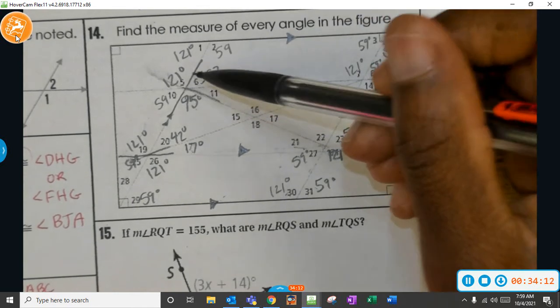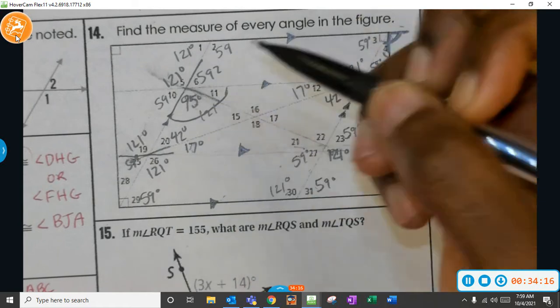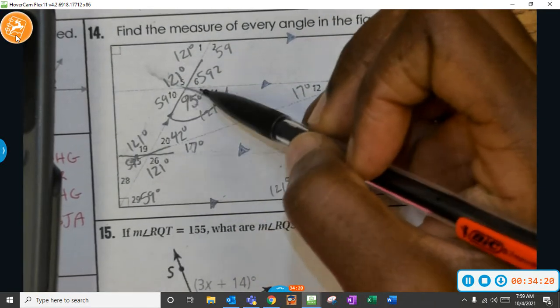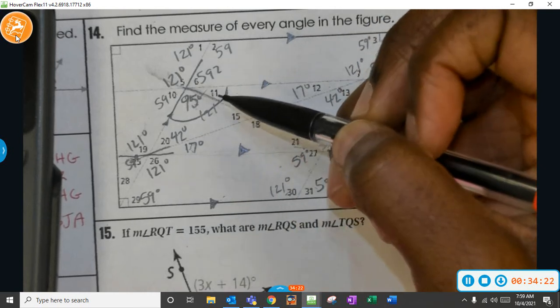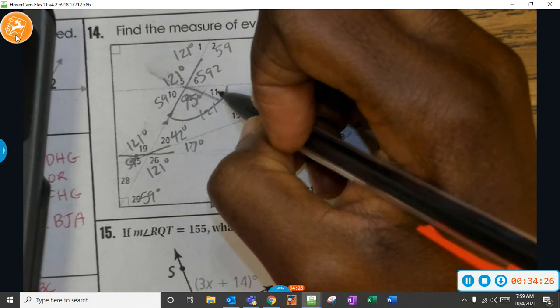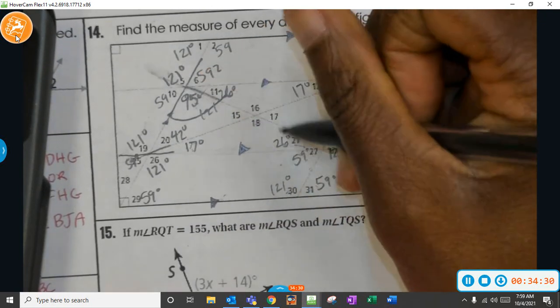Okay, so these two together have to be 121, and this part was 95, so we can do some subtraction because this 5 is vertical to the combination of these, so 121 minus 95 will get us 26 for angle 11 and 26 for angle 21 because those are alternate interior.